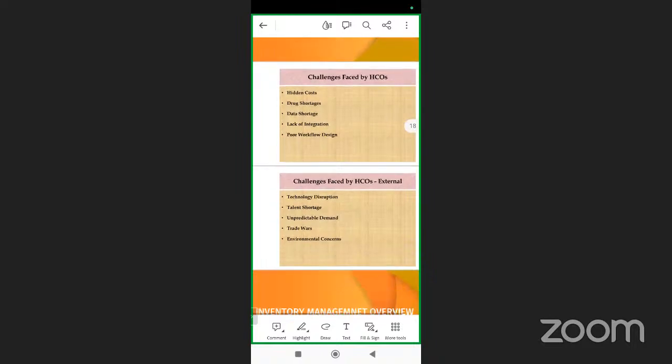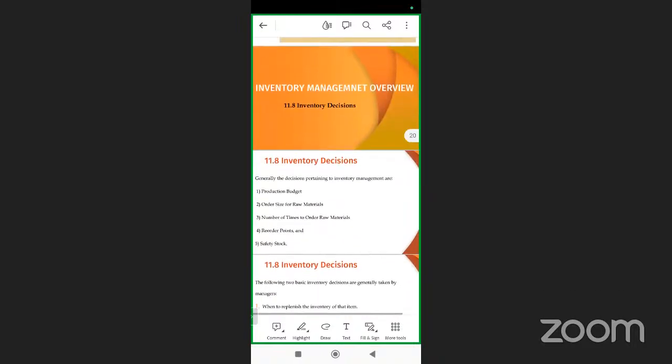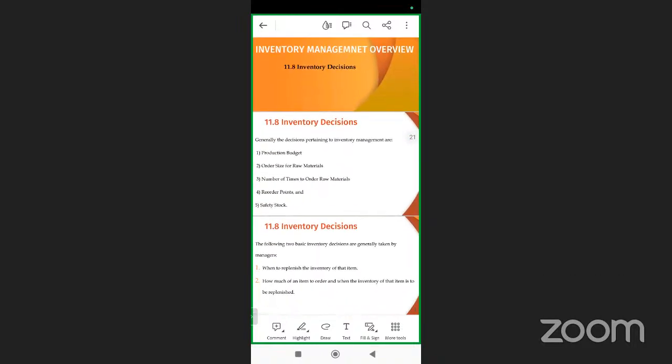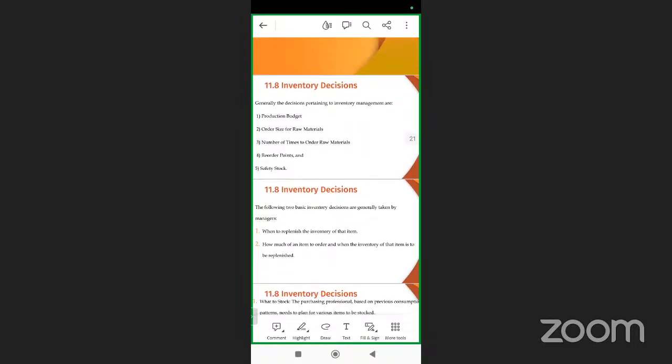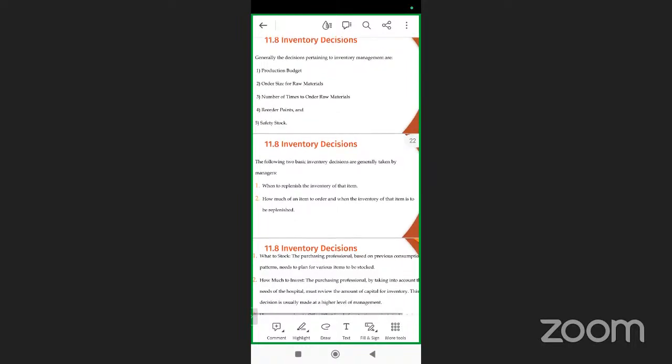Now, sometimes inventory decisions. This is also another important thing. What are the inventory decisions which are involved in that? One is the production budget, right? And based on the production budget, it will also include the inventory budget. Order size of the raw materials: how many raw materials you need to order in one go, how many times we should order the products, and reorder points and the safety stocks.